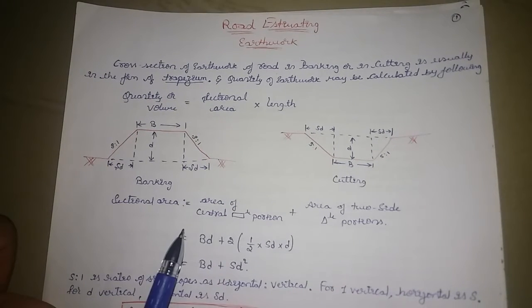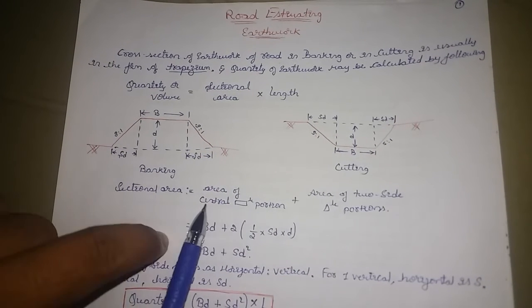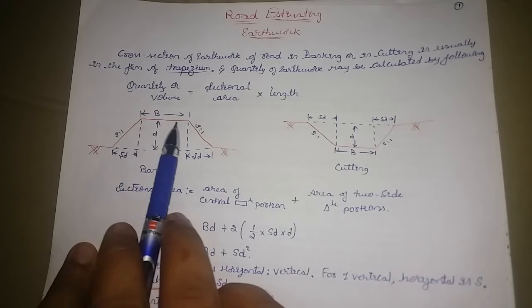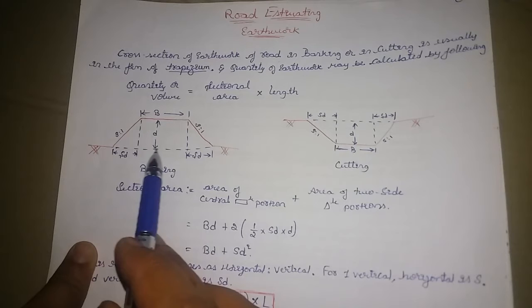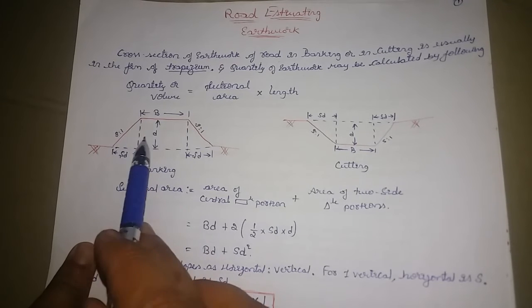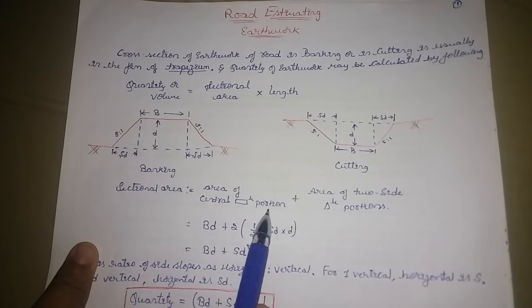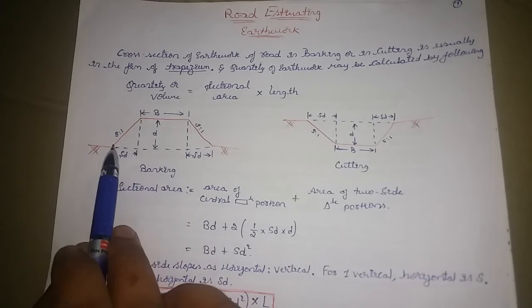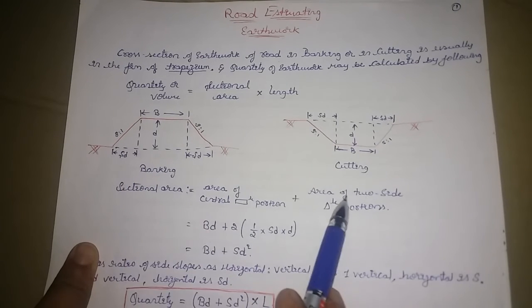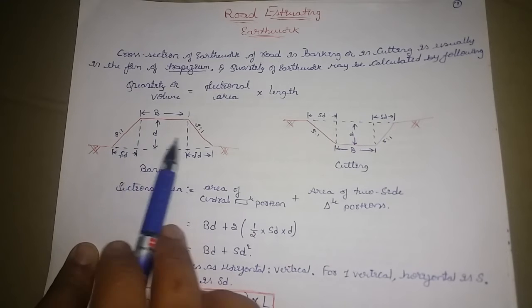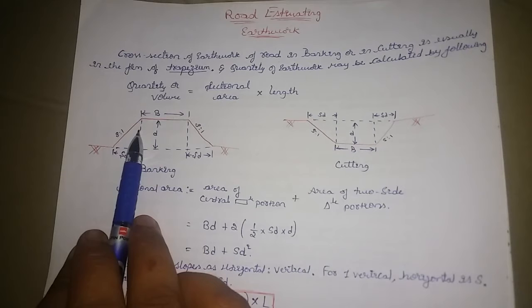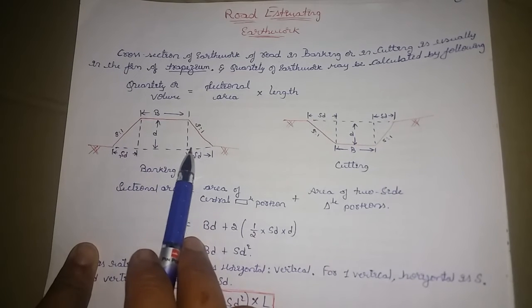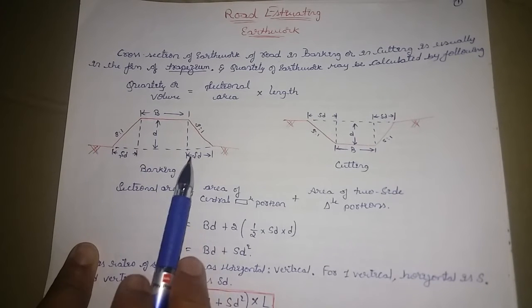Now what is sectional area? We are not going to get the area directly, so we're going to split that area. First I'm going to make a central portion, which will act as a rectangle, that is the area of the central rectangular portion. Whatever is left out looks like a triangle, so we consider it as the area of the two sides, that is, one side triangle portion and another side triangle portion. We call it the two side triangle portion.